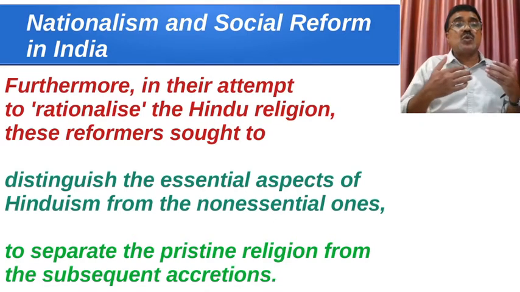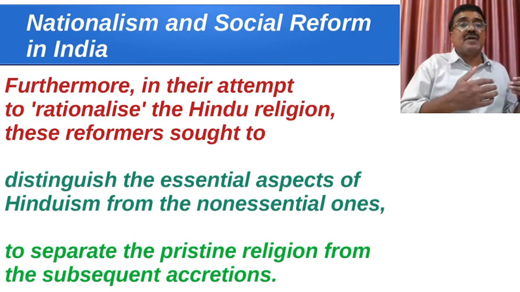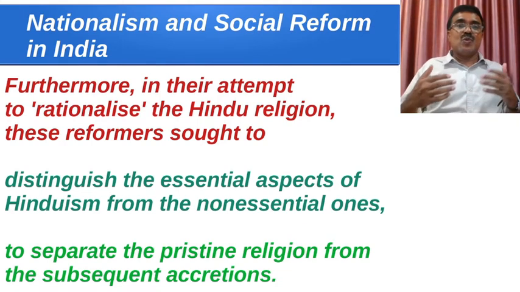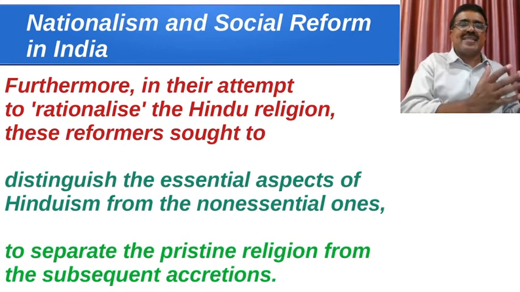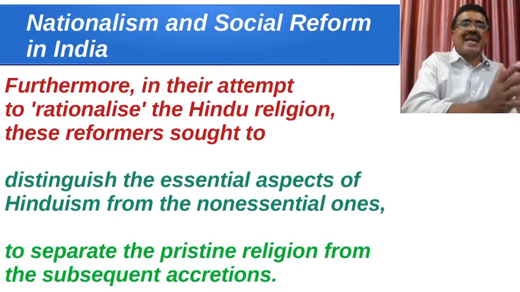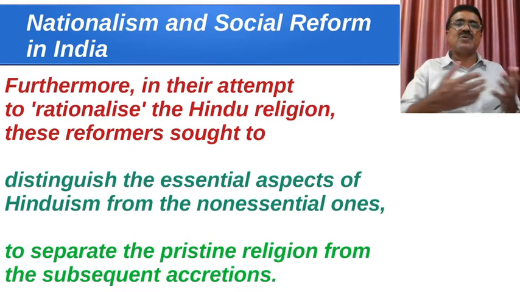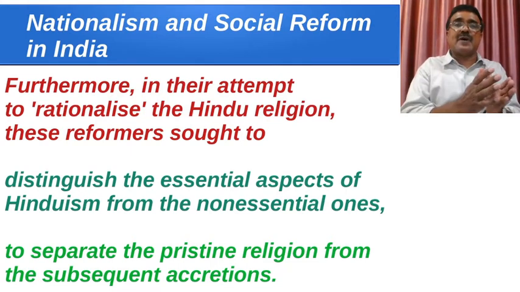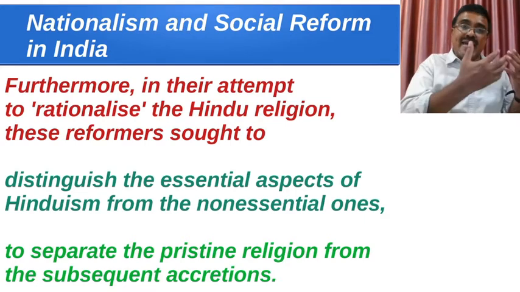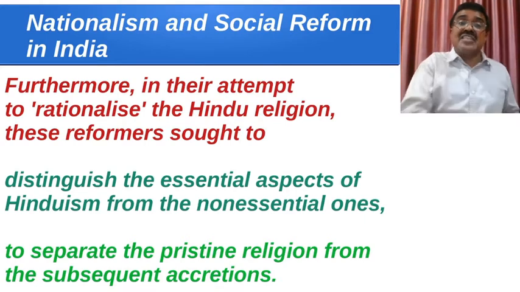The reformers sought to distinguish the essential aspects of Hinduism, their own culture, from the non-essential ones. So, what are the rituals? What are the evil practices that, according to their view, do not form the essential part of their culture or religion? That was the non-essential part, and it had to be separated from the essential part, the essence of their own culture. That was a cherishable culture.